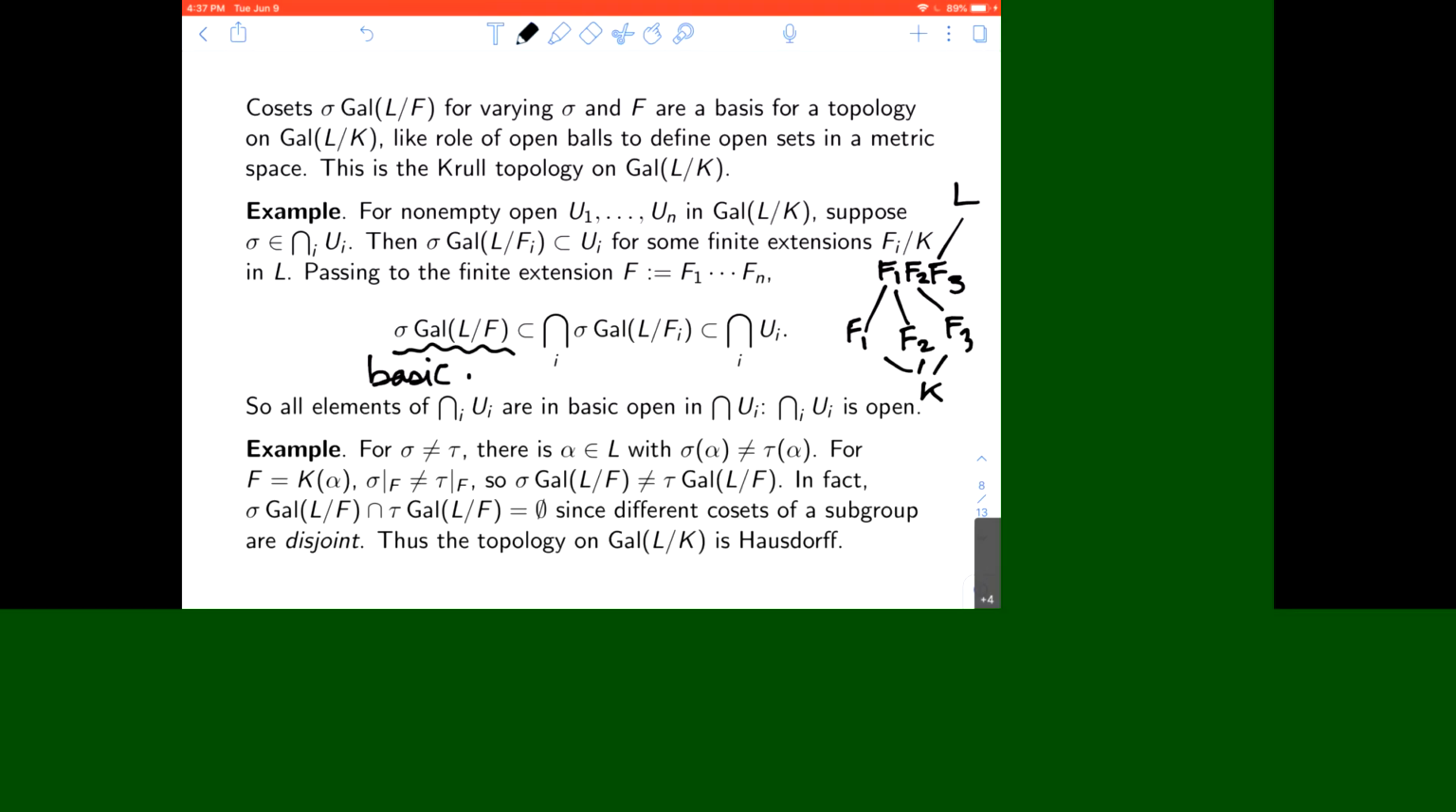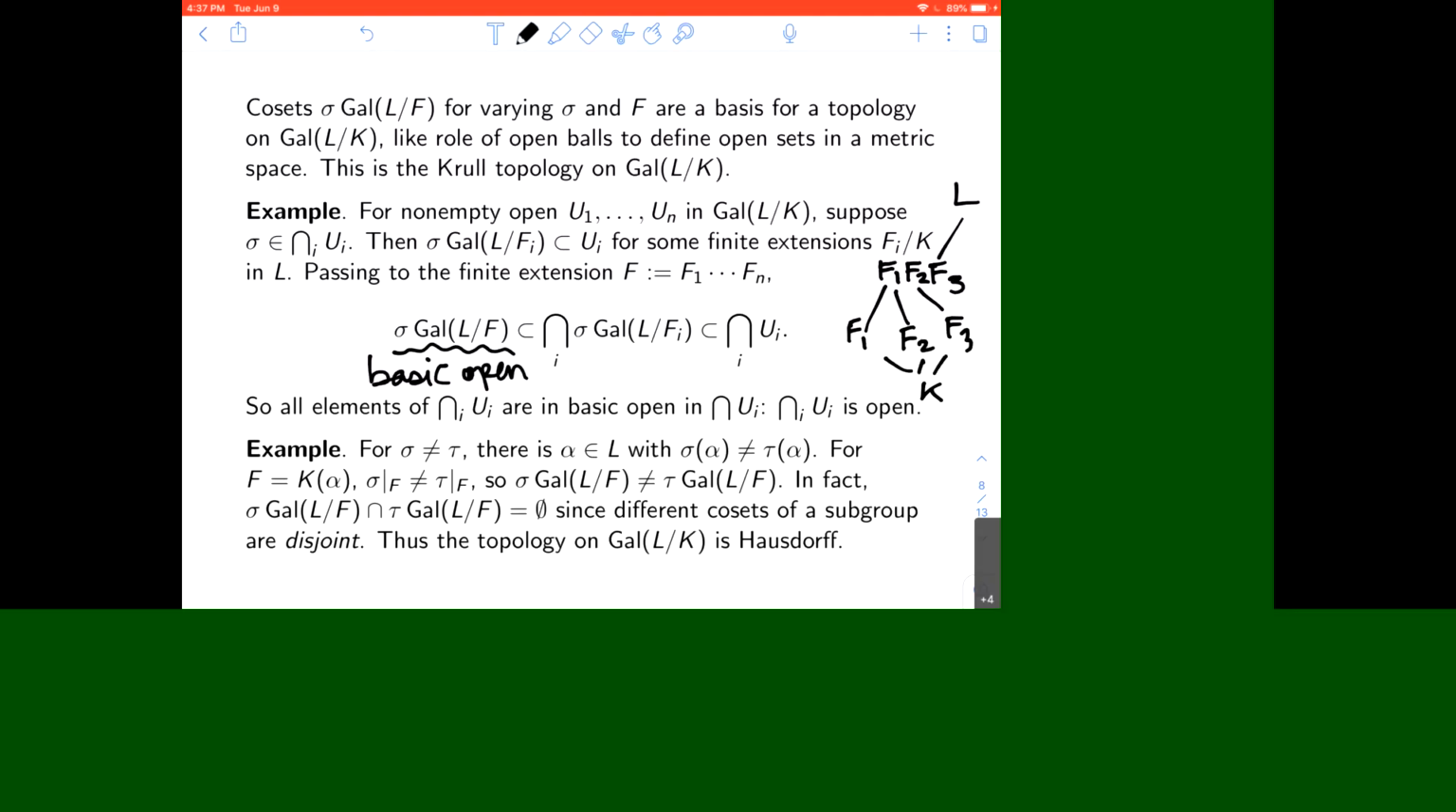One basic open set around sigma is going to be inside all of those cosets, because the Galois group of L over F is inside all of the Galois groups of L over F_i, and that's inside the intersection. And so you see that the intersection of opens does contain a basic open around every point inside of it. And so the intersection of finitely many open sets is open.